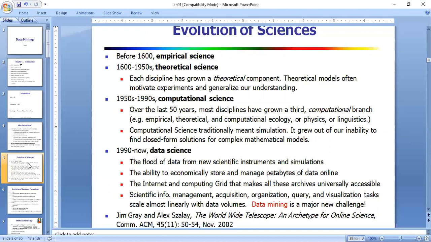Computational science traditionally meant simulations. It grew out of our inability to find closed form solutions for complex mathematical models. Here we see statistics and interdisciplinary work with data mining, because in real world scenarios we cannot work with the exact data, due to time constraints and cost, so we go for simulations, where simulation data plays a major role. From 1990 and above, data science existed, which was the flood of data from new scientific instruments and simulations.